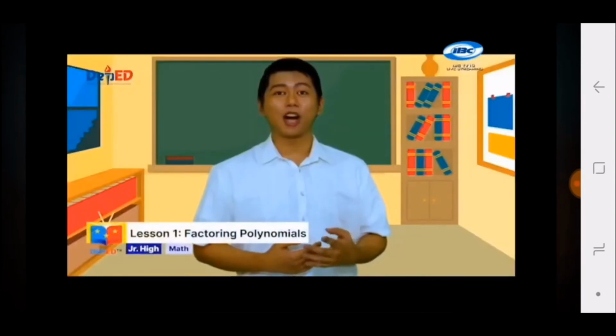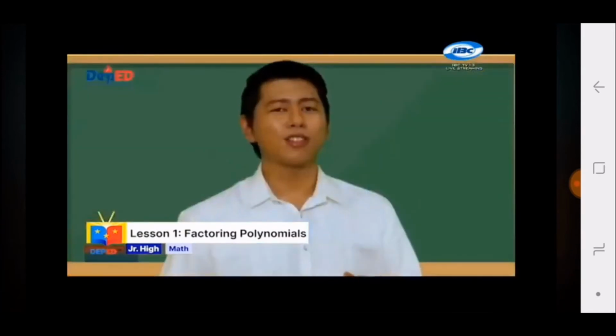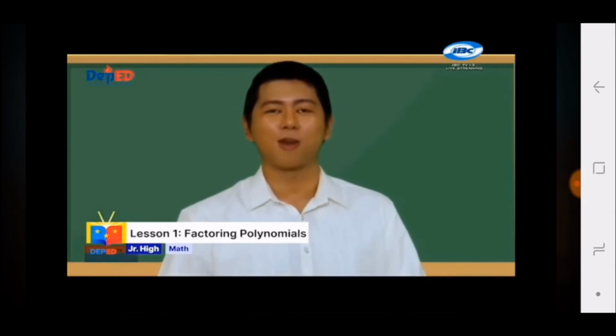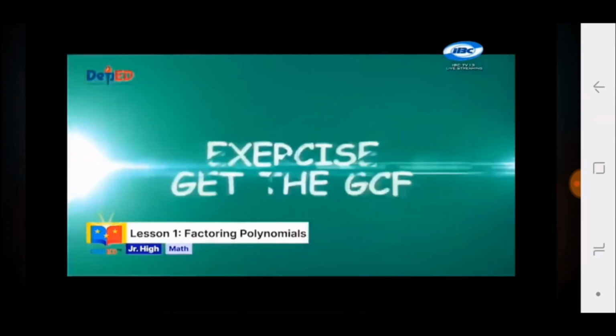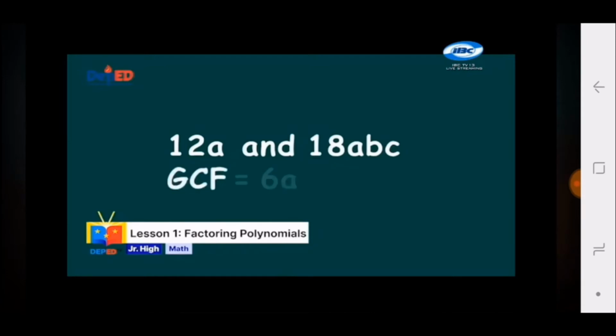We've exercised our eyes on finding common characteristics of things. And we exercise our minds by reviewing prime factorization and the greatest common factor. We may now proceed on how we can use these skills. Let us have an exercise in getting the greatest common factor of these expressions. Let us start with the greatest common factor of 12a and 18abc. The greatest common factor of 12a and 18abc is 6a.